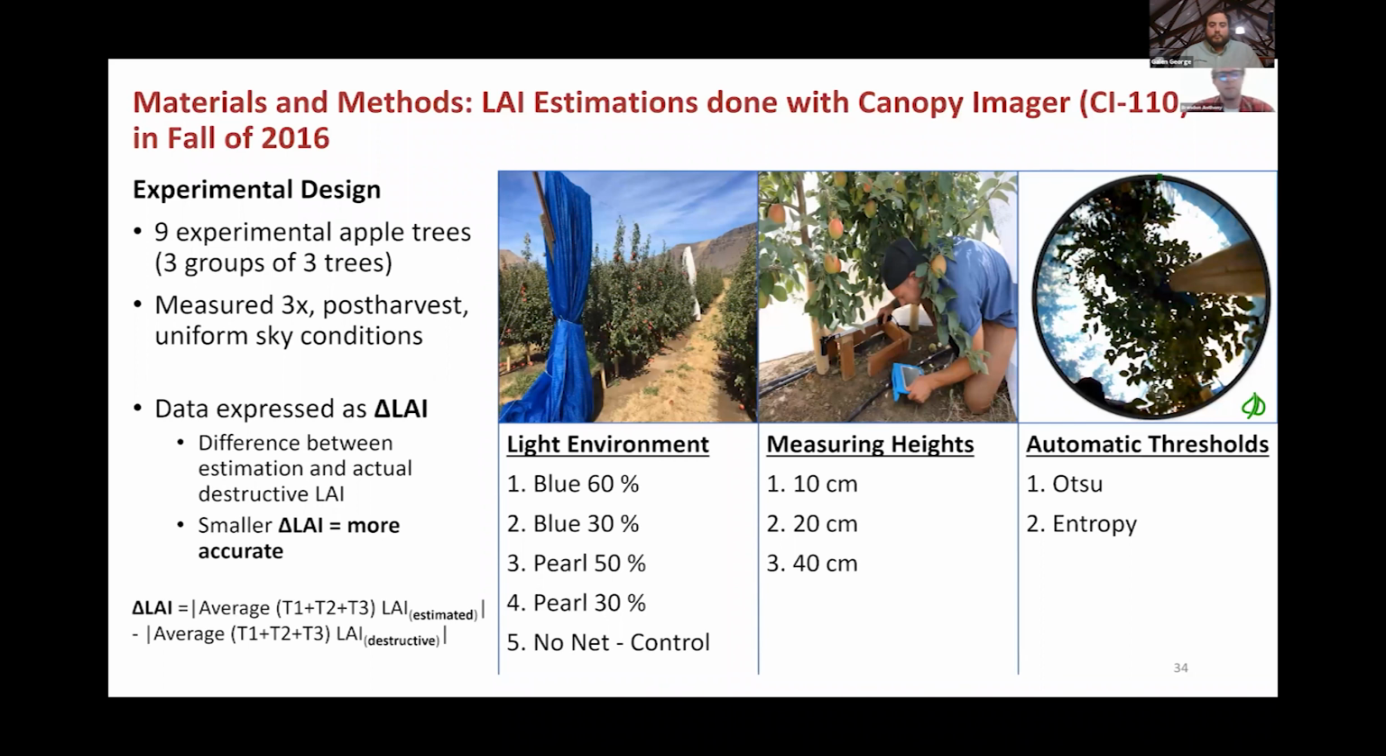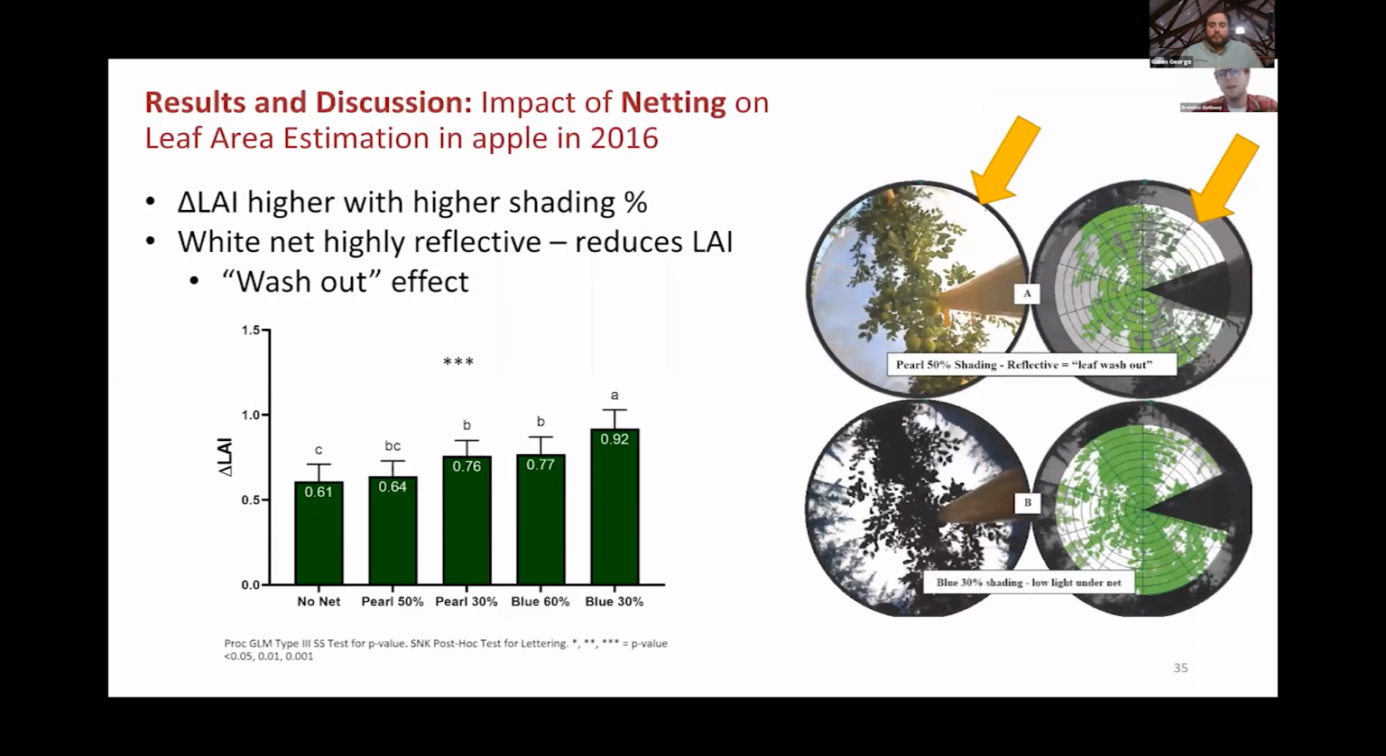First off, we'll see the impact of the netting, or the artificial light environments, on the ability to accurately assess leaf area index. What we noticed is that when we put the blue nets over, they created a very dark environment. And when you have a very dark environment, it's difficult for the tool to discriminate between parts of the tree that are wood versus leaf. So in that case, you just got the totality of the tree, wood, fruit, leaf, and so then your leaf area index goes up artificially.